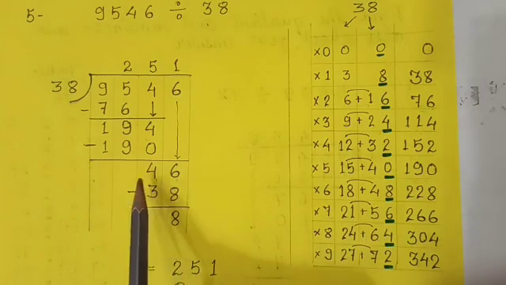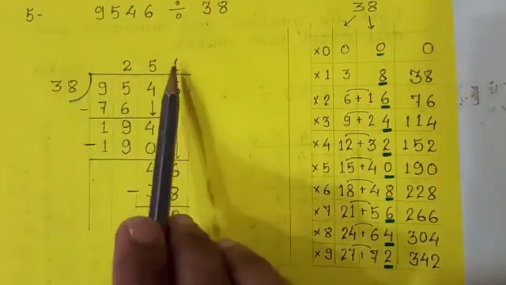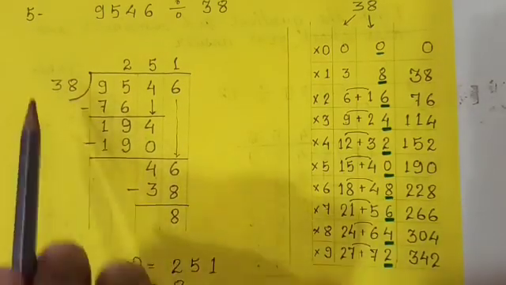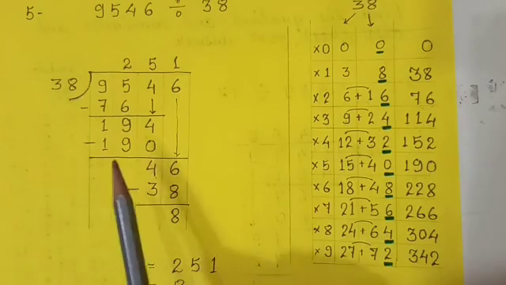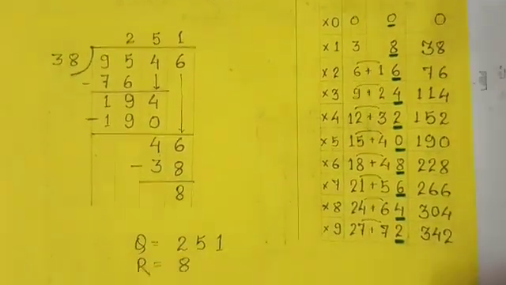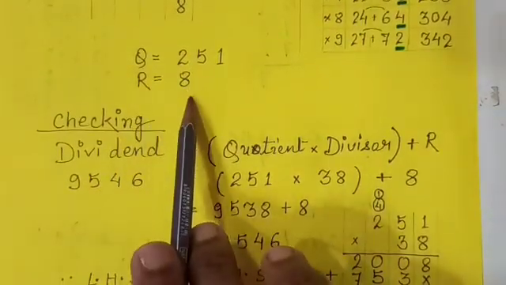46 is the remainder. 46 is the target now. Therefore, 38 into 1 is equal to 38. After subtraction, getting 8, that is also lesser than 38, means division is okay and it is finished. So, what is the quotient? Quotient we are getting 251 and remainder we are getting here 8.